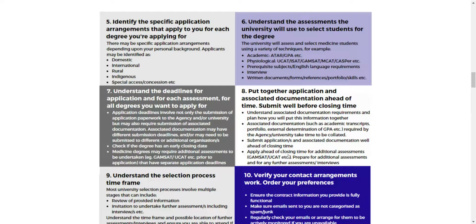Ensure you put your application documentation together well ahead of time. Some of the universities, such as University of Sydney, recommend people who are applying for their degree apply with plenty of time. I've even seen requirements extended all the way through to 12 months. So understand that associated documentation, academic transcripts and portfolios and all of those sorts of documentation, if they're required, can take a significant amount of time. And as part of that, make sure that you're applying well ahead of closing time.